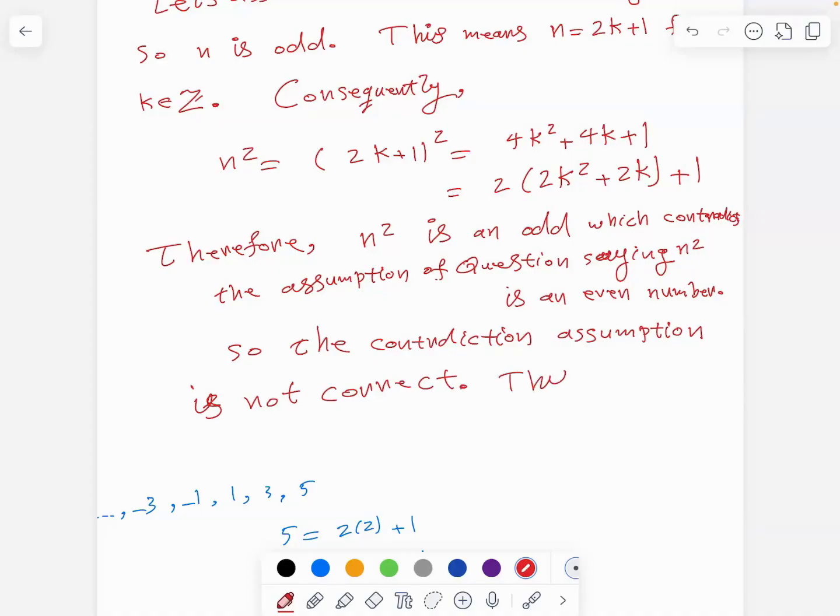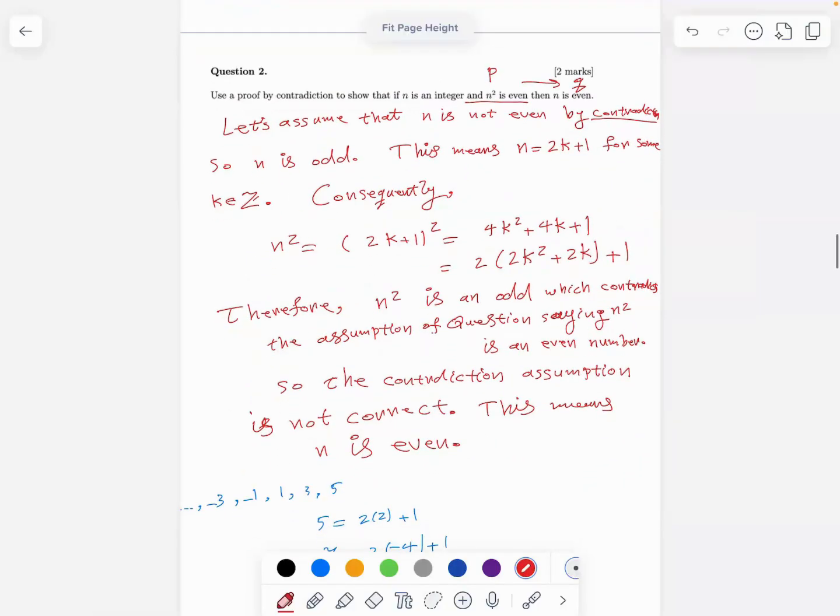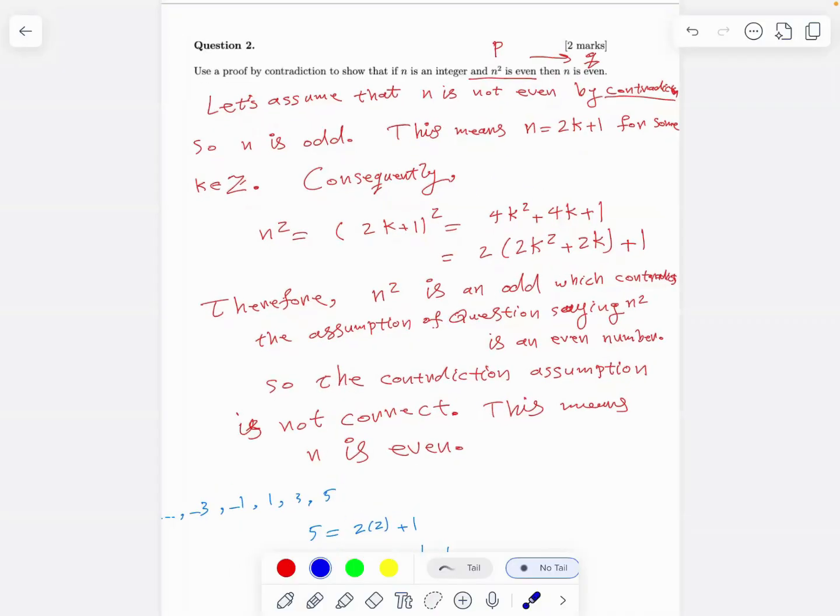This means n is even. So maybe you could write more. This means the contradiction assumption saying that n is odd is wrong or incorrect. So n must be even. Okay.